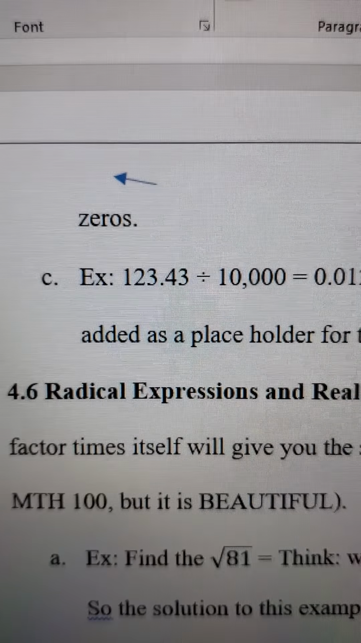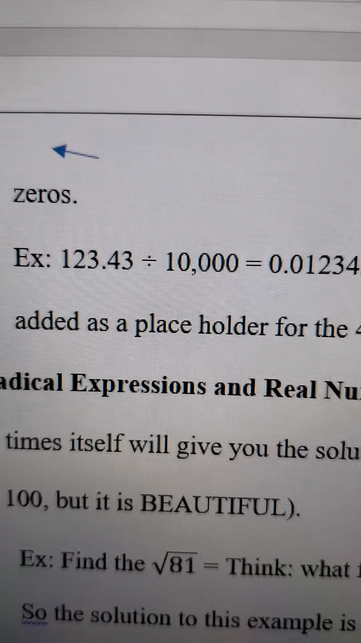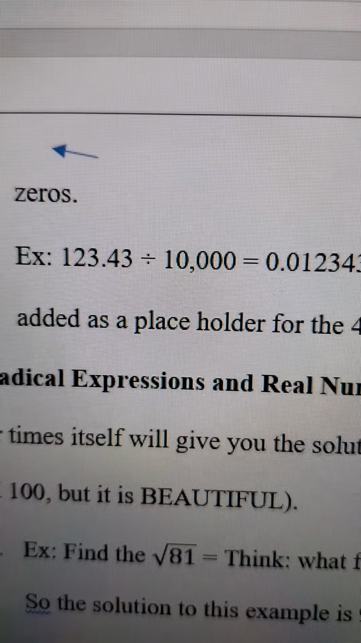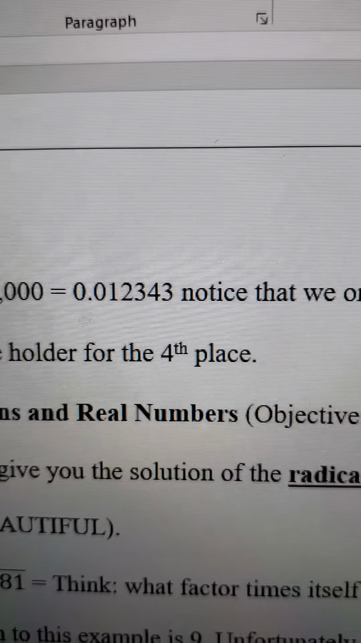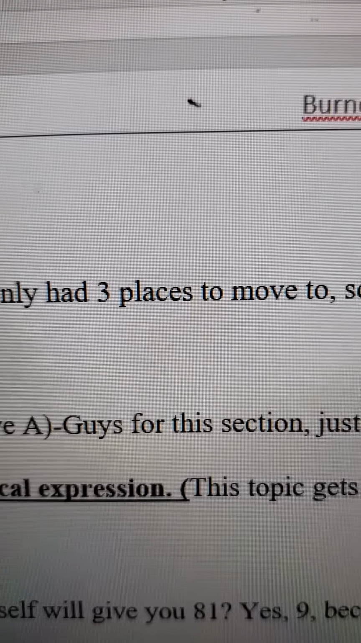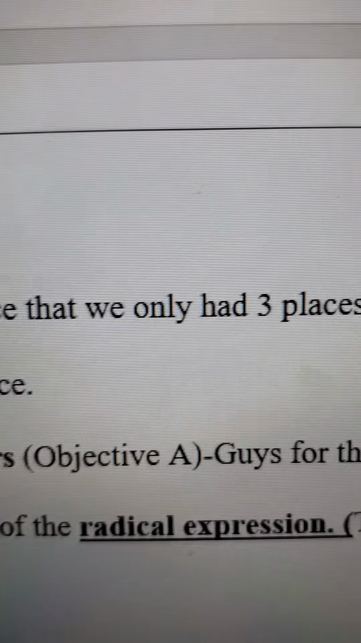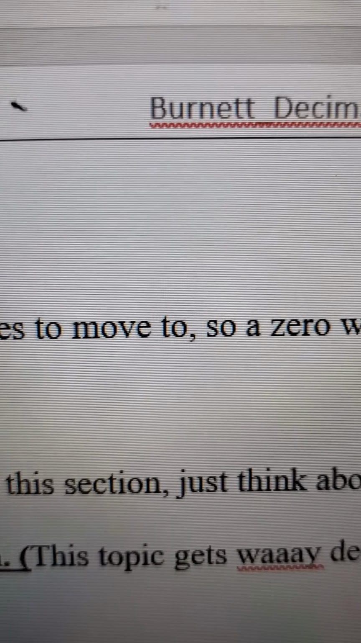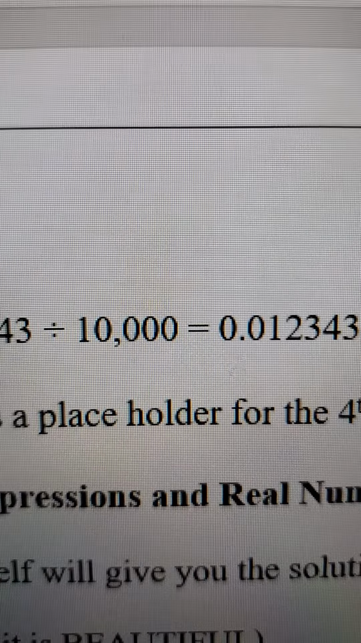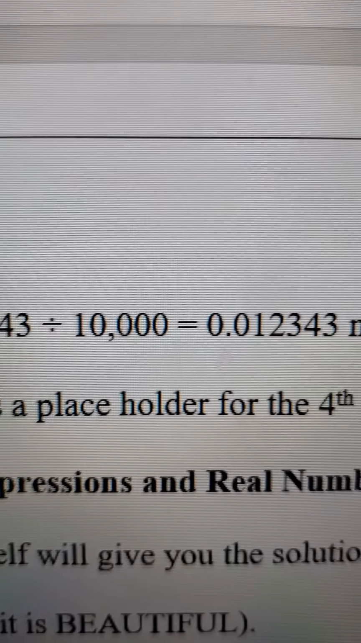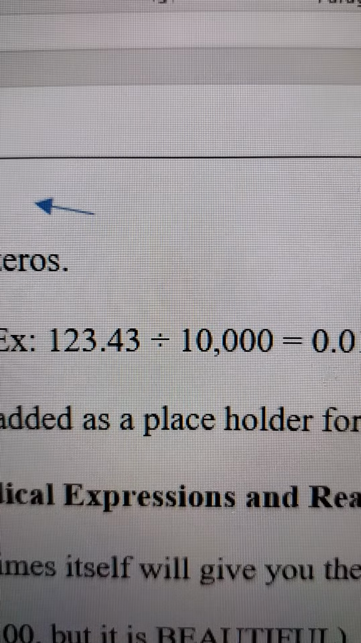Now, let's say we have the same example divided by 10,000. So that's 4 zeros. So guess how many places left we have to go? You guessed it right. 4 places, but here we only have 3 digits. Right? So what are we going to do? Right? So a 0, here we go. We had to add a 0 as a placeholder for the 4th place.